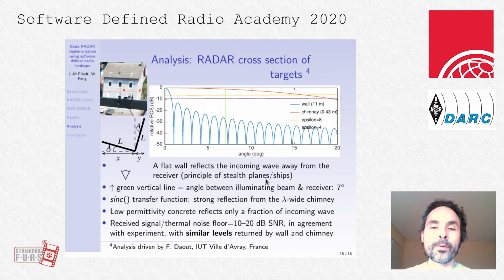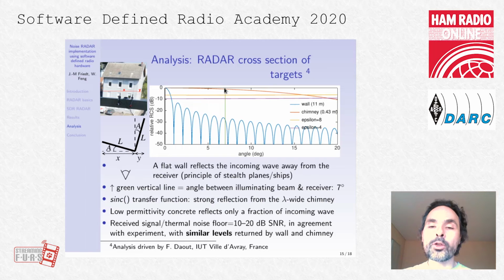This is the basic principle of stealth planes and ships, with all these big flat areas that reflect incoming energy away from the receiver. And what you see here is that actually, because this wall is not infinite but of finite dimension, you have a sine of x over x function, which at 7 degrees only returns a small fraction of the incoming energy, as opposed to the chimney here, which is about the same width as the wavelength of the incoming signal, and this chimney will scatter energy very well towards the receiver.